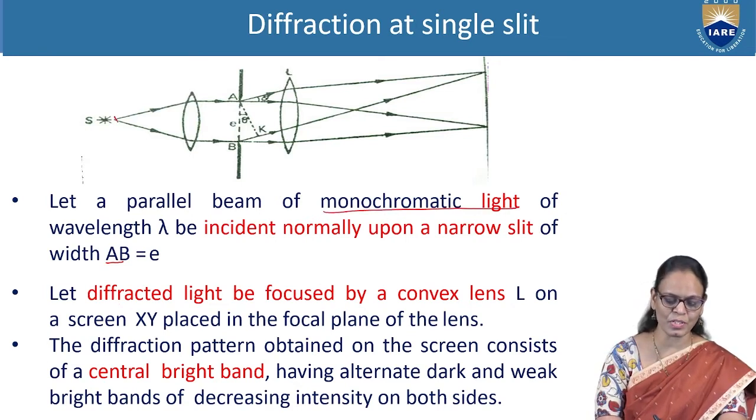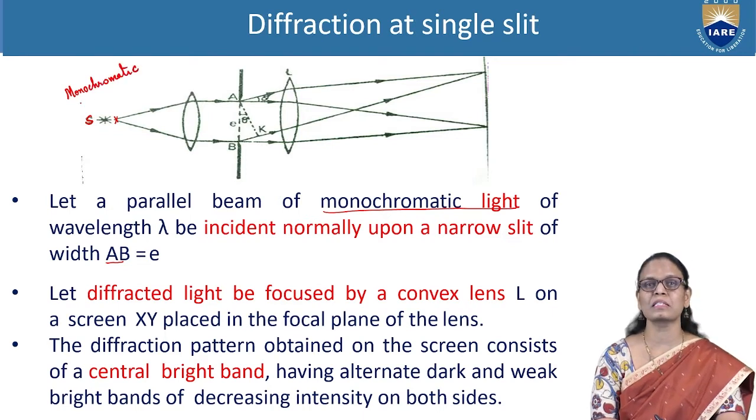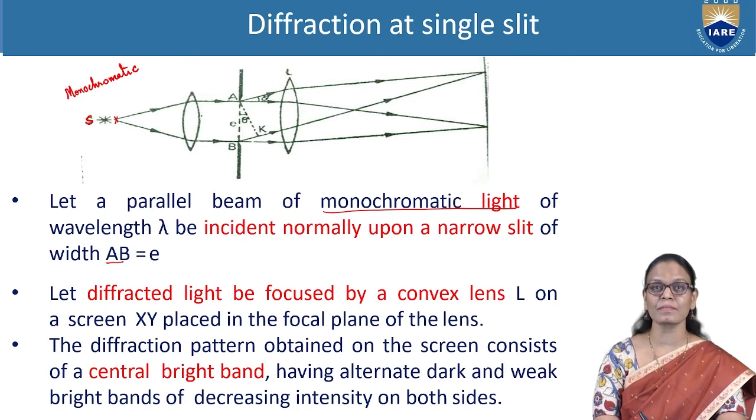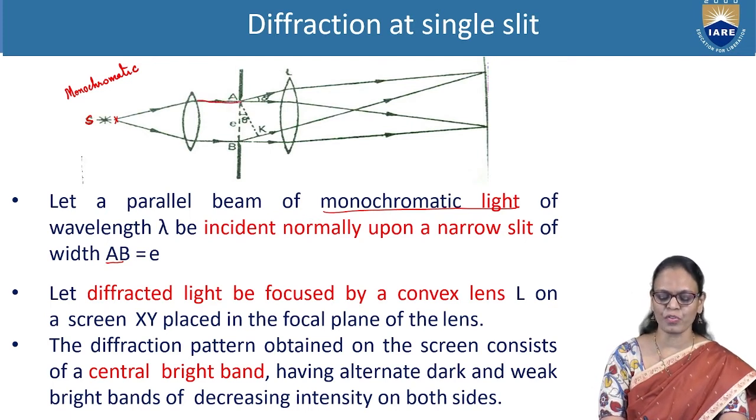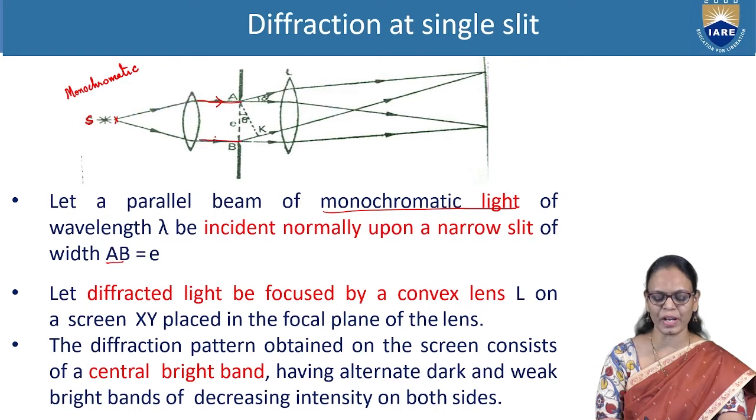So this is the source. S represents the source, and we are taking a monochromatic source. What do we understand by monochromatic? Mono means single, chromatic means color. So light of single wavelength. From the source, light of single wavelength is incident normally. We are using a lens to allow the light to fall normally, meaning at right angles or perpendicular to the slit AB. AB here is the slit.